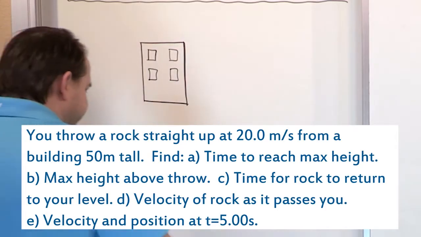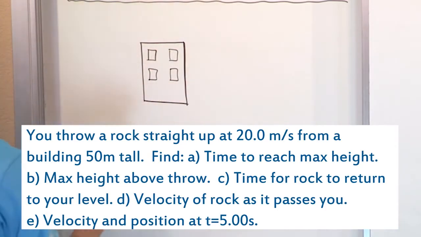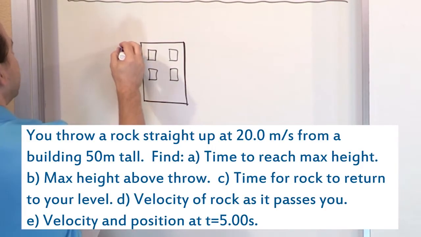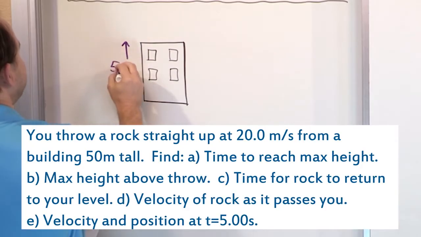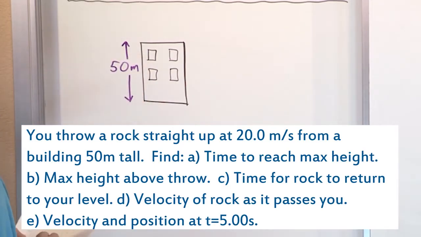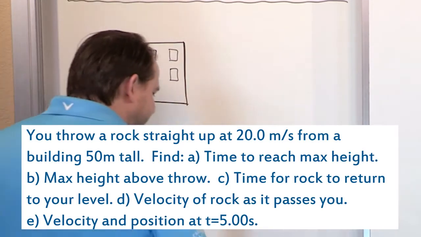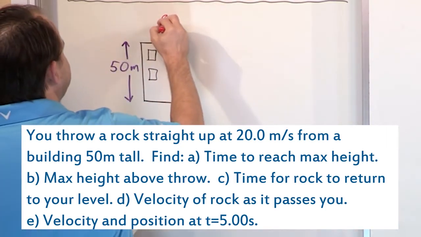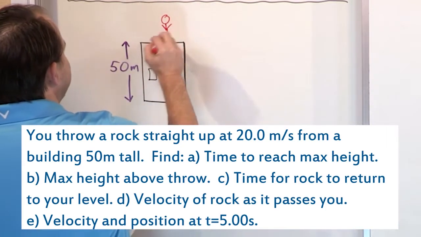But essentially this building, it tells you in the problem, it says we're throwing it 20 meters a second from a building 50 meters tall. So this distance is 50 meters. That's going to be useful. And then we're going to be standing at the top of this building. We can draw ourselves right here, happy face, standing right on top.